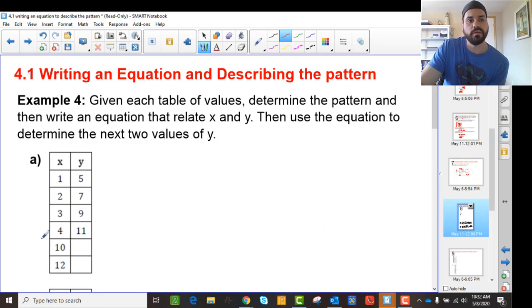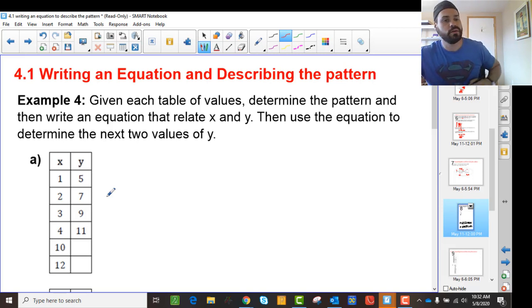Okay, so here's an example. Given this table of values, we want to determine the pattern, and then once we have the pattern, we want to write the equation. Okay, so the first thing I'm going to do is try to figure out what this is going up by. So this is plus 2, and then again plus 2, and then again plus 2. So that means if I add 2 again, I'm going to get 13, and if I add 2 again, I'm going to get 15.